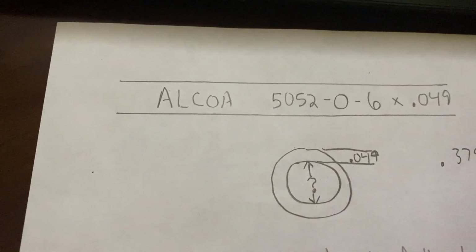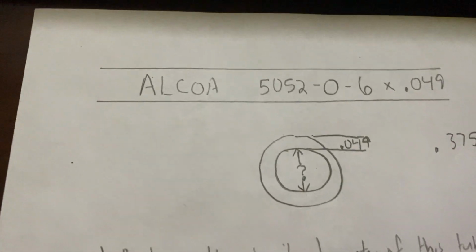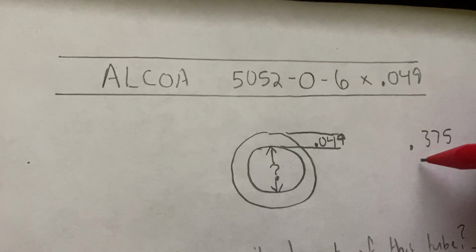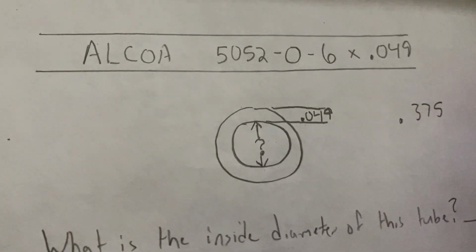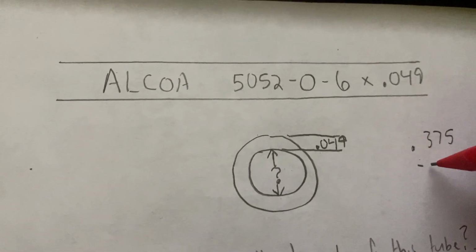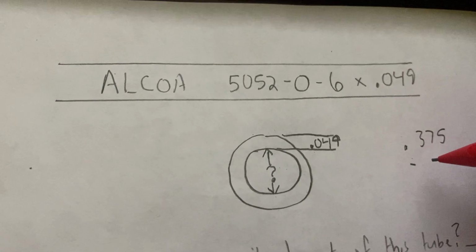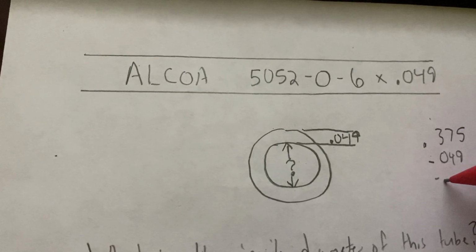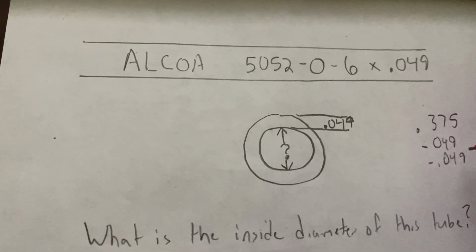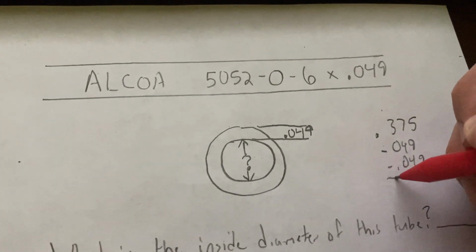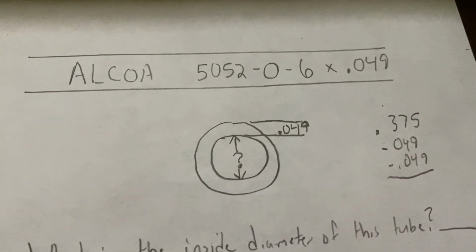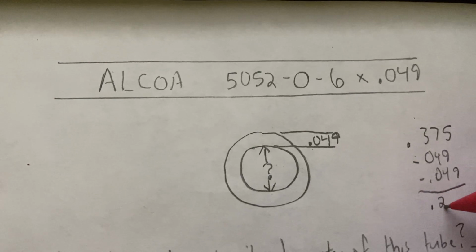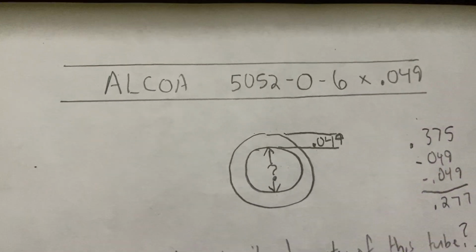Anytime you measure across the tube, you're going to have two wall thicknesses included. So if I wanted to know the ID of this tube, I would take the 0.375 outside diameter and subtract the wall thickness twice: minus 0.049, and then minus 0.049 again. I'm sorry if that came off screen, I'm trying to do this the best I can. I did the math ahead of time, and that means the inside diameter of this would be 0.277.